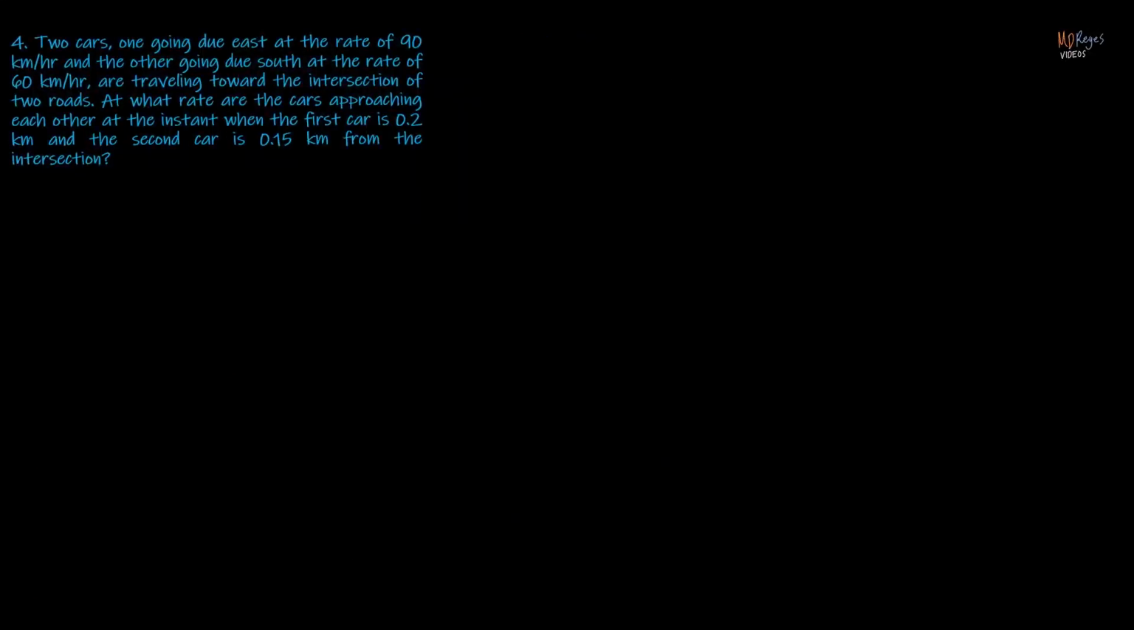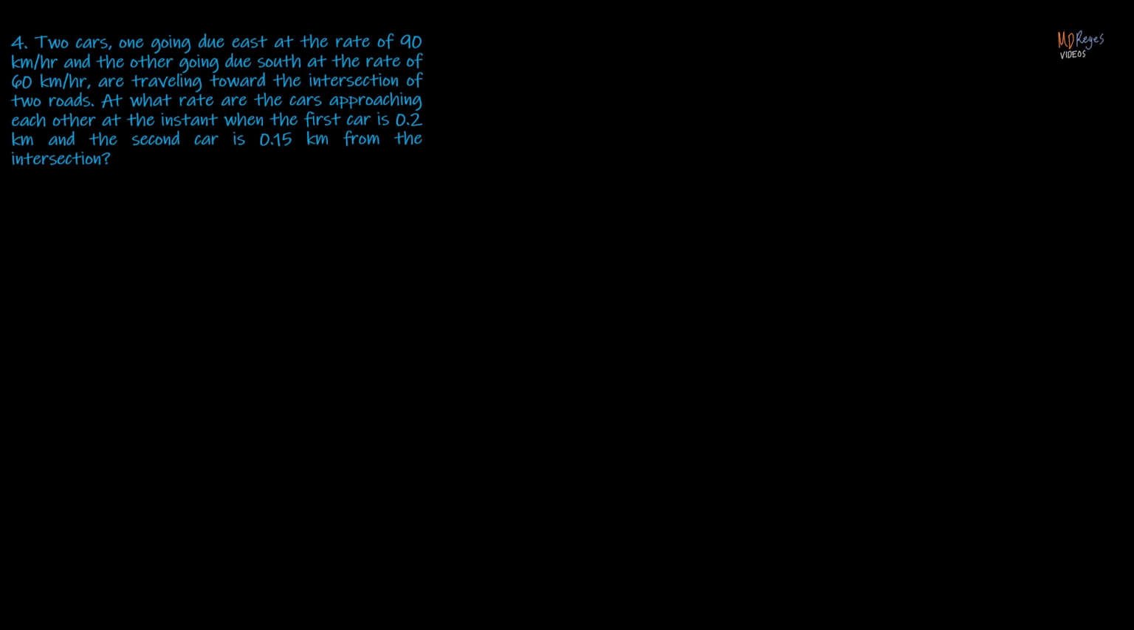Now on to the last problem. Two cars, one going due east at the rate of 90 kilometers per hour and the other going due south at the rate of 60 kilometers per hour, are traveling toward the intersection of two roads. At what rate are the cars approaching each other at the instant when the first car is 0.2 kilometers and the second car is 0.15 kilometers from the intersection?